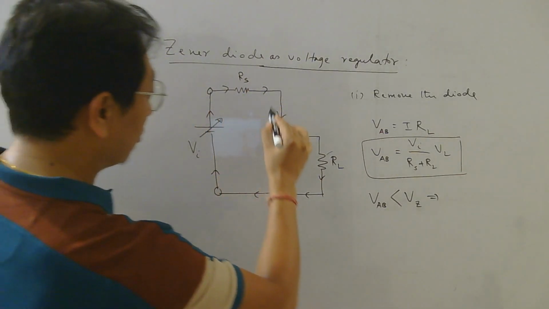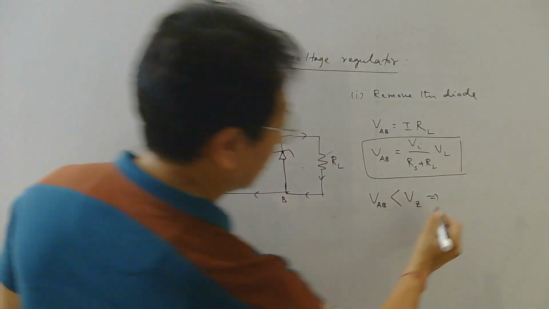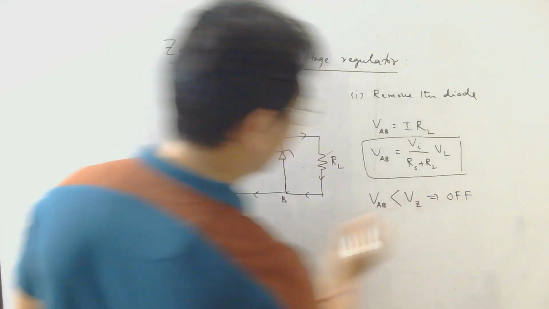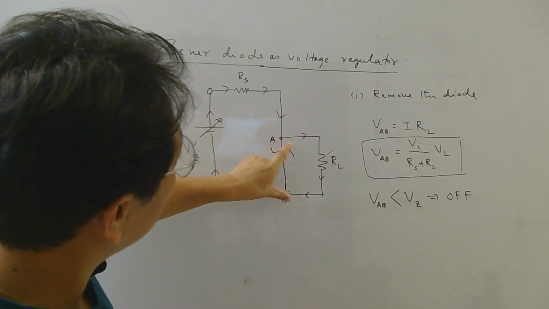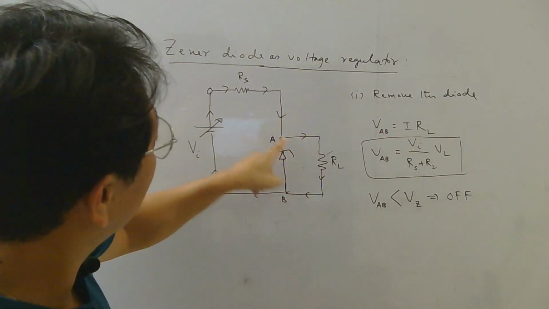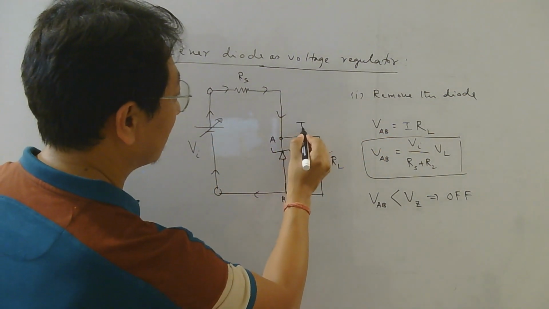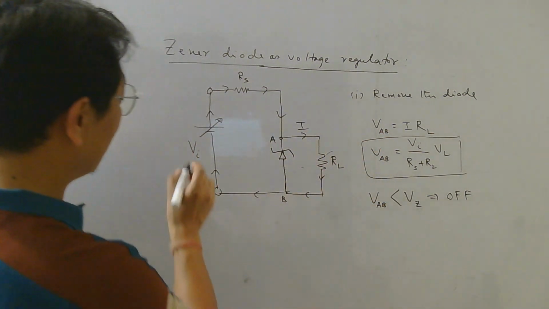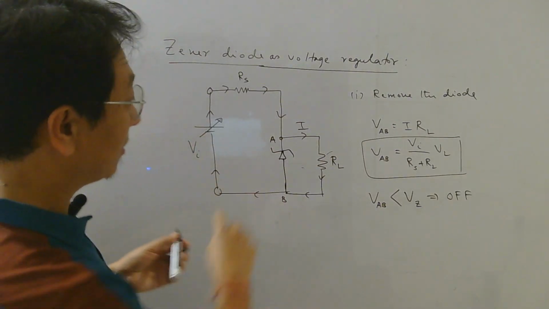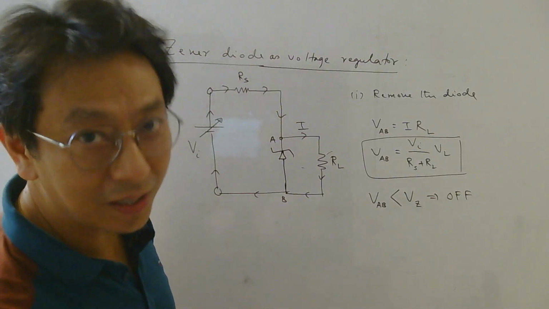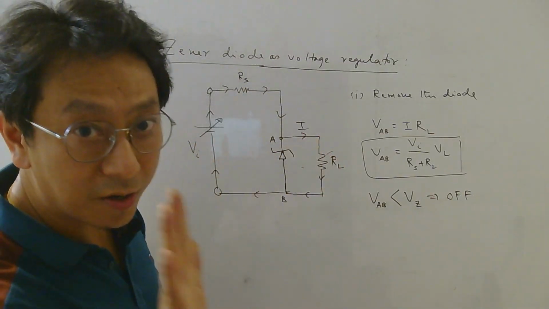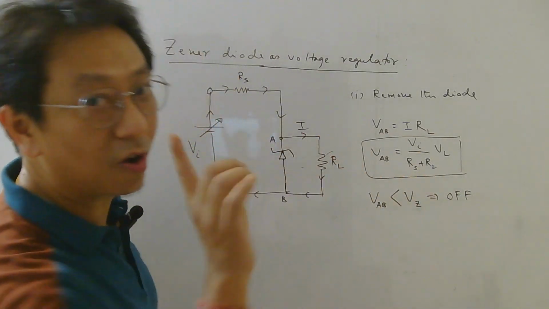So the whole current will go only here. This would be representing the off state of the diode. In that case, the voltage here will be basically I into RL, where I is the current here, right? When your input voltage increases, this current will increase, and as current increases, this voltage will also increase. So voltage here will not remain constant if the diode is off.